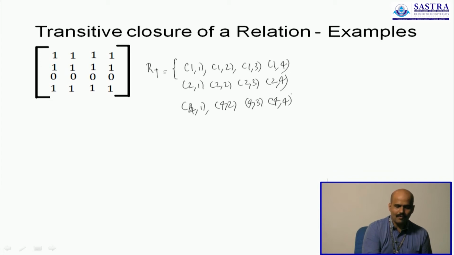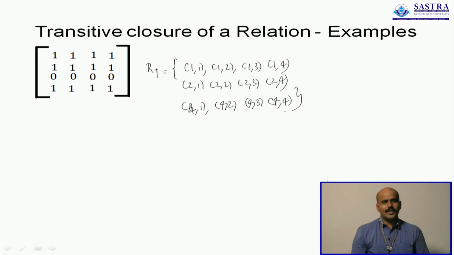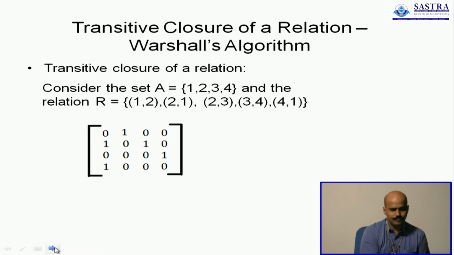So 4 1, 4 2, 4 3 and 4 4. There will be 12 ordered pairs, and this relation is transitive. This relation is the smallest relation that will contain the given relation, and that is how we have determined its transitive closure. We will discuss one more problem for you to get more familiar with the idea. The next relation takes care of 5 ordered pairs: 1 2, 2 1, 2 3, 3 4 and 4 1.